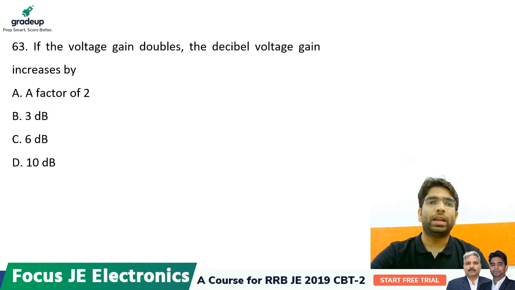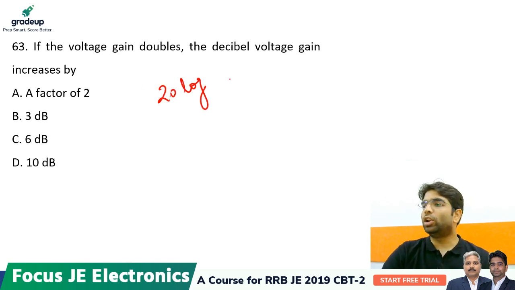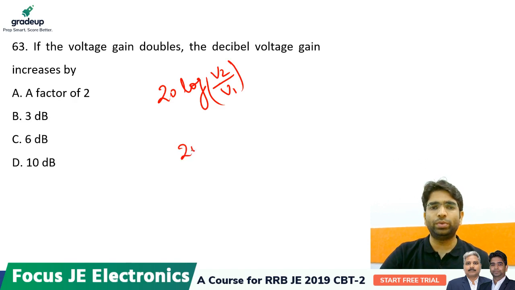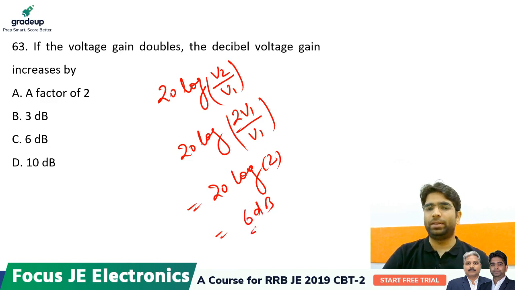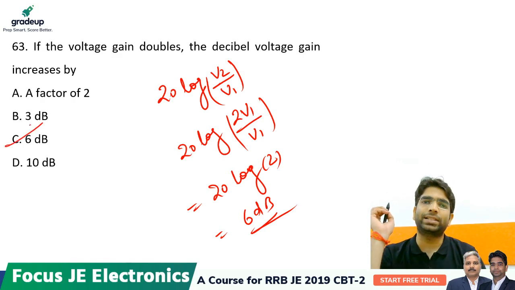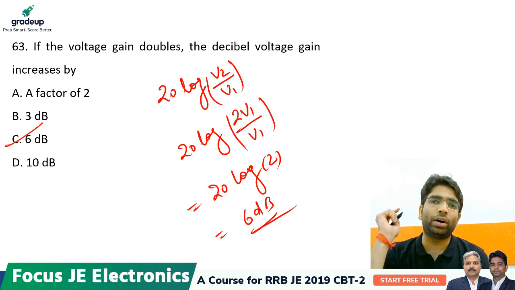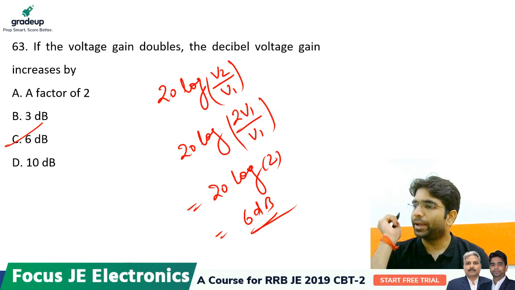Now, if the voltage gain doubles, then the decibel voltage gain is increased by, in the case of voltage gains, we take 20 log V2 by V1. The value of V2 will be twice V1, so it is 20 log 2, which becomes 6 dB. The concept is the same: in case of power you take 10 log, but in case of voltage and currents you take 20 log.